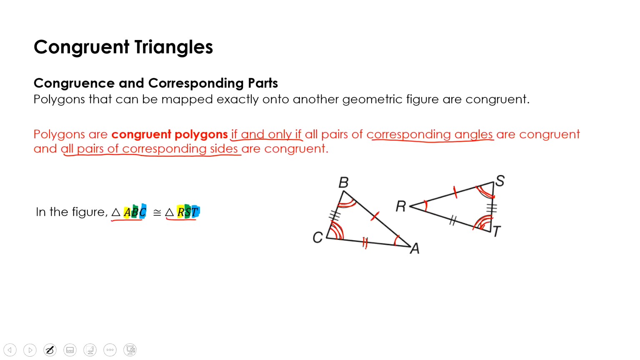AC corresponds with RT, congruent. BC corresponds to ST, congruent. Triangles are congruent if and only if all the corresponding sides and all the corresponding angles are congruent.